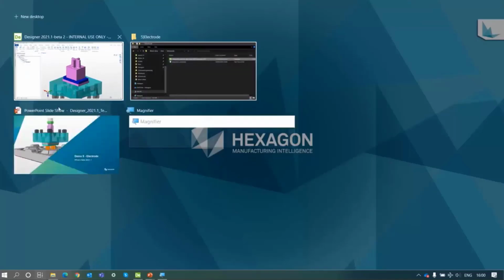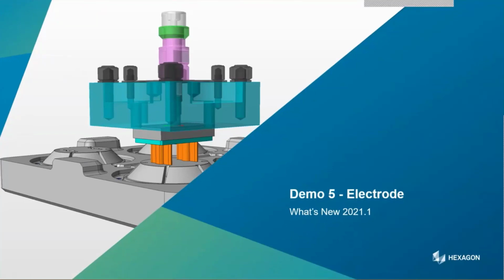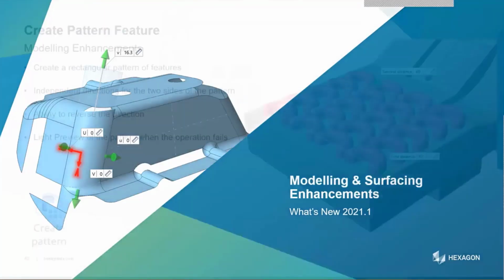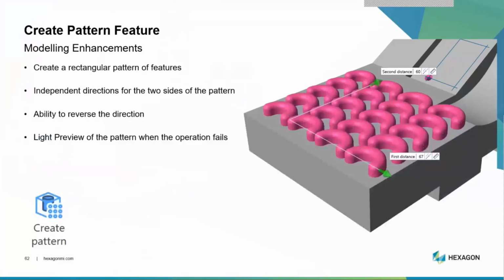Okay, moving on. Enhancements to modeling and surfacing. We've got a new command, so you can create rectangular pattern features. You get a light preview of the pattern when it fails, so you can see what the problem is. And this is licensed to the standard system license.